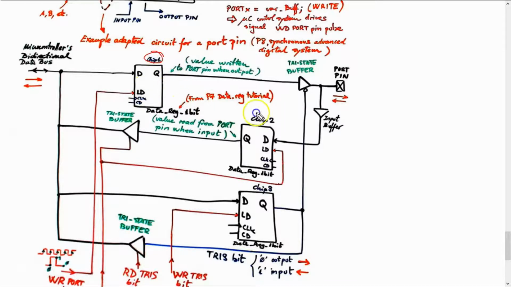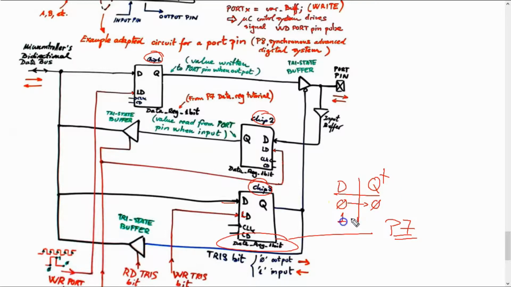You have chip 1, chip 2, chip 3, all of the same kind. Data register 1 bit, something that you learn to do in P7. You have the load and the data, so the data can be captured, whatever it is, because you have this function table. If data is 0, it is copied 0. If data is 1, 1 is copied to the Q, but to do that correctly, it happens after the rising edge of the clock.